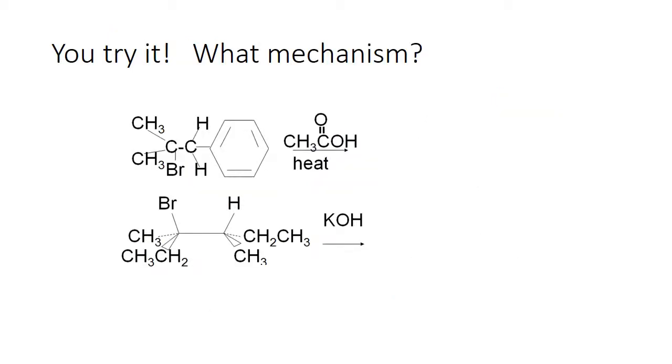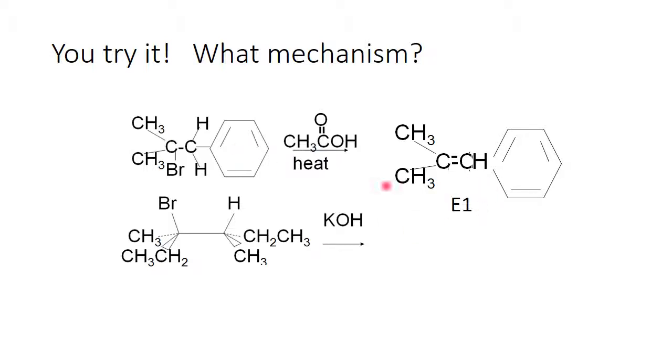So now it's time for you to try it. Take a look at these two reactions and see what mechanism should apply, and then determine what product will form. Okay, I look and I see that we have a tertiary halide. The solvent is protic and we have heat. There's no base. It's an acidic condition. Well, that's going to be conditions for E1 to occur. So what do we get? We get an alkene forming. Notice we get the more substituted alkene forming between the more highly substituted carbons.